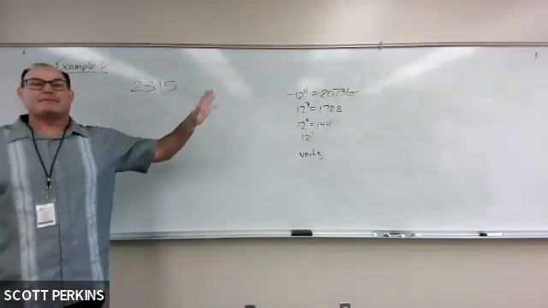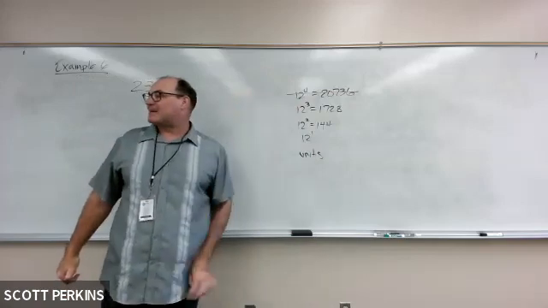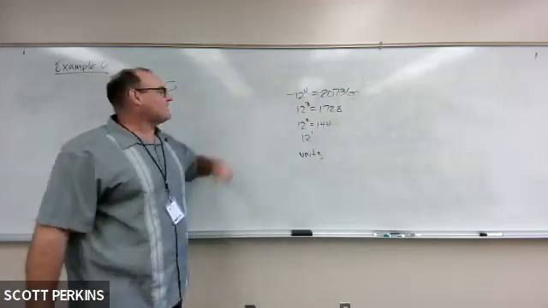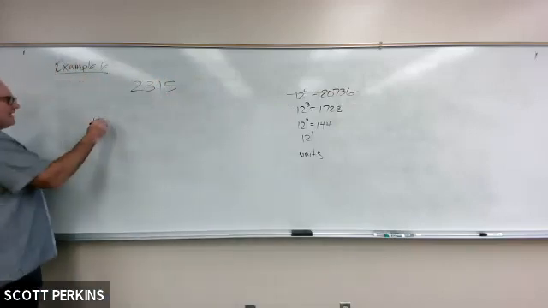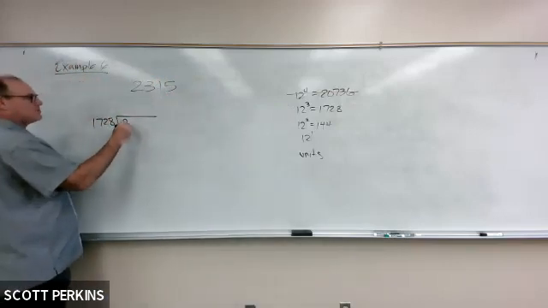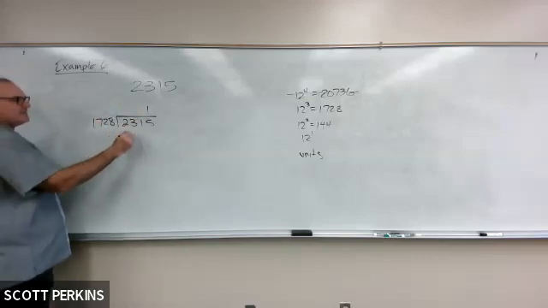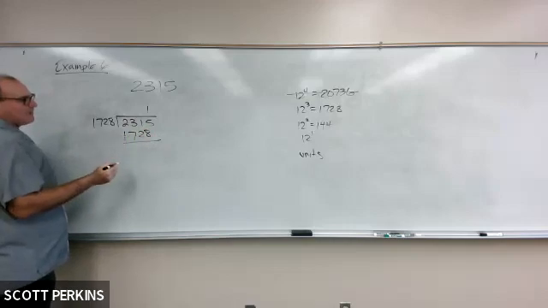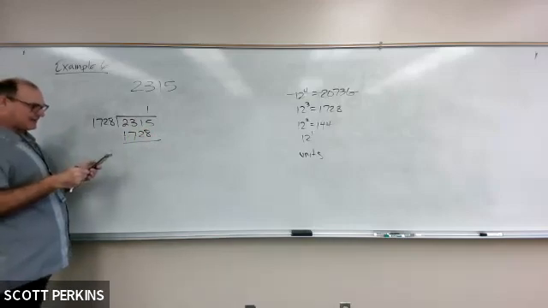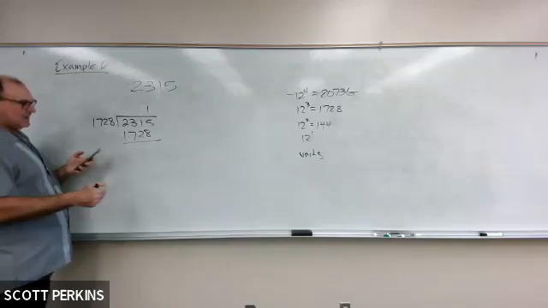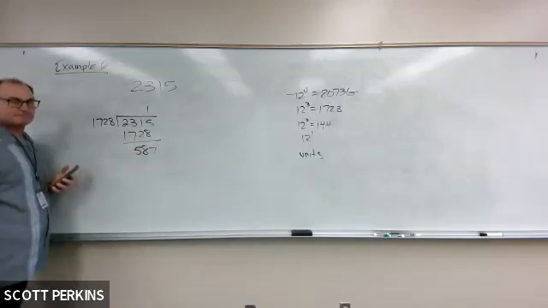So step 1, I'm just writing down the places. And now step 2 is I regroup. So I'm going to start with the 1728, and that's going to go into 2315. Well, that's just going to go in one time. 1 times 1728. I'm going to throw out my calculator because I'm feeling mathematically lazy today. So my calculator says 2315 minus 1728 is 587.